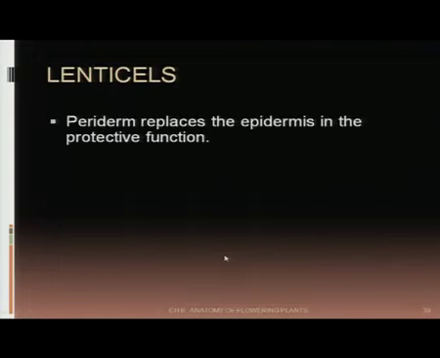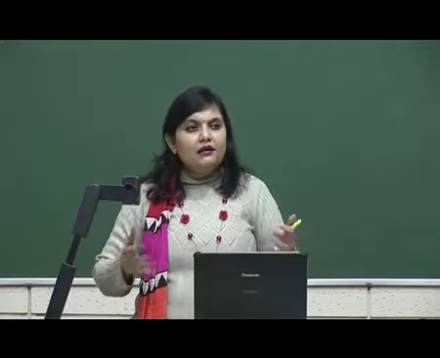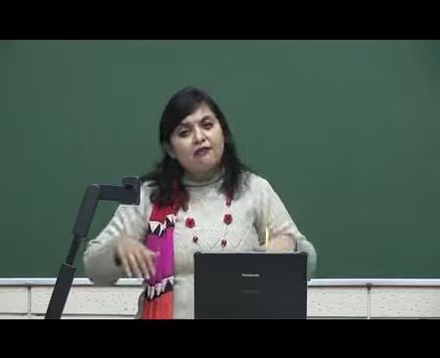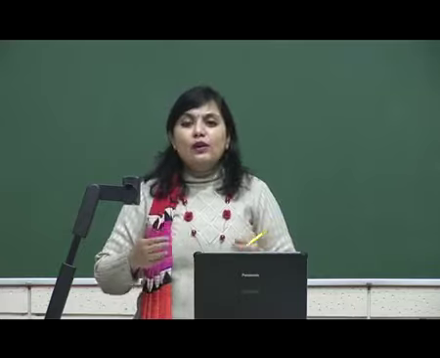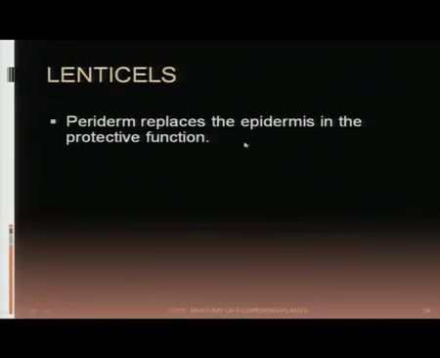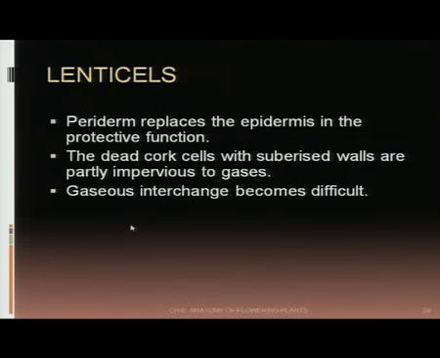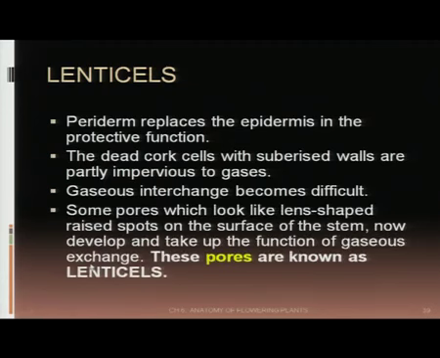Lenticels. What is happening? The stem is now increasing in girth, the bark is being sloughed off, the epidermis gets ruptured, and a lot of suberized cells have been formed which are impervious to water and air, especially air. So, how will the inner tissues get gaseous exchange? Lenticels help in this function. So, the periderm has replaced the epidermis in protective function, and dead cork cells with suberized wall are impervious to gases, and they have been formed in the cortex. Gaseous interchange has thus become difficult.